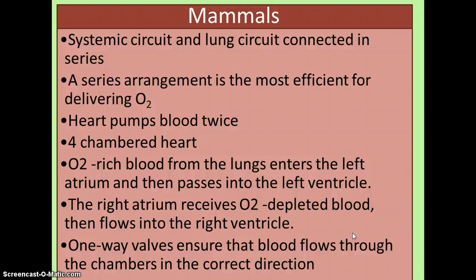The oxygen-rich blood comes from the lungs and enters the left atrium, then the blood flows into the left ventricle and is sent through the rest of the circulatory system. The right atrium then receives oxygen-depleted blood, which then flows into the right ventricle. As the blood flows through the body and through the heart, there are one-way valves, small muscular structures in the heart that contract to keep the blood flowing in one direction.